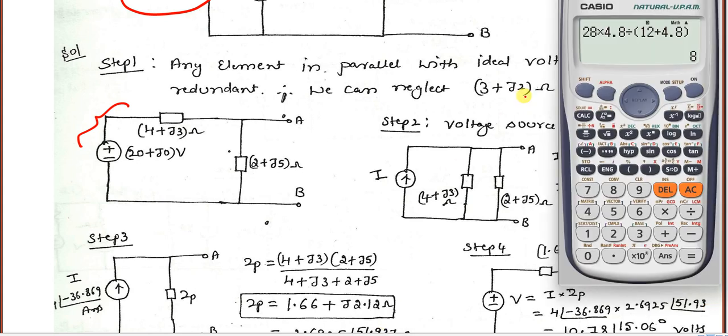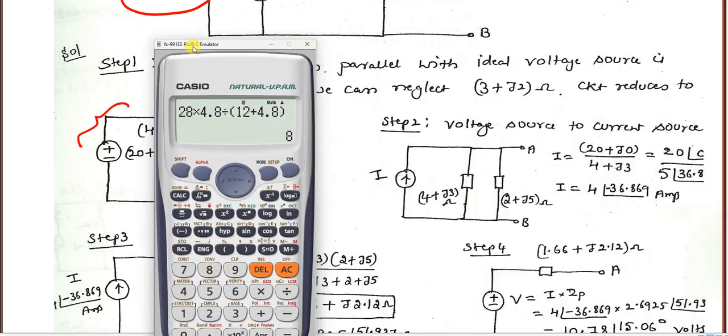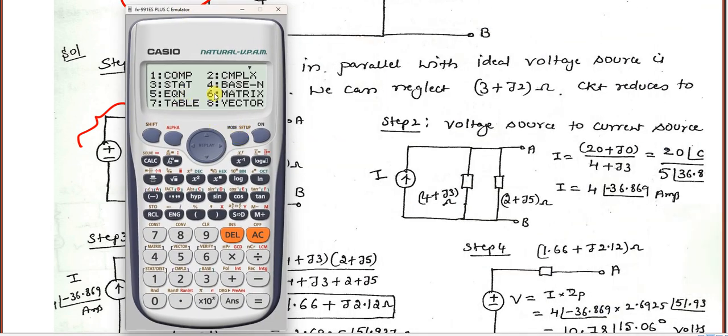You can take the calculator to follow this. To convert this, you have to go to mode complex. The complex is number 2. In the complex mode, enter 20 plus 0I divided by 4 plus 3I. I will get this answer, which is equal to 3.2 minus 2.4I.